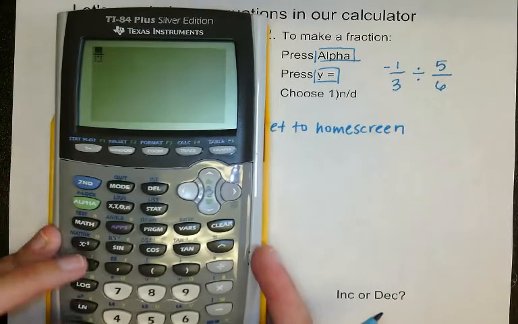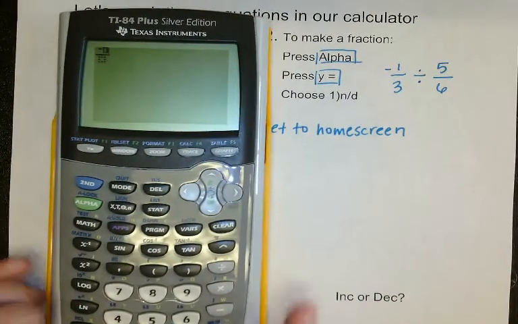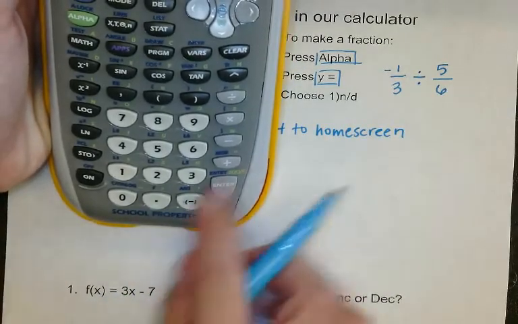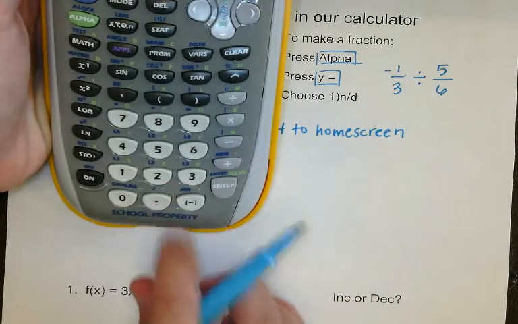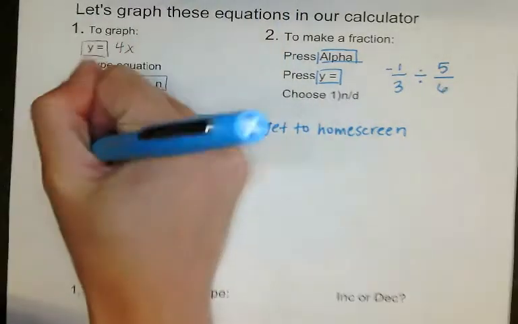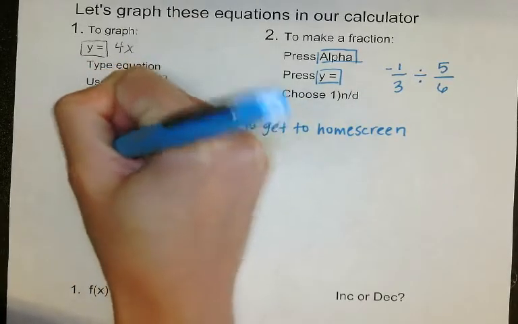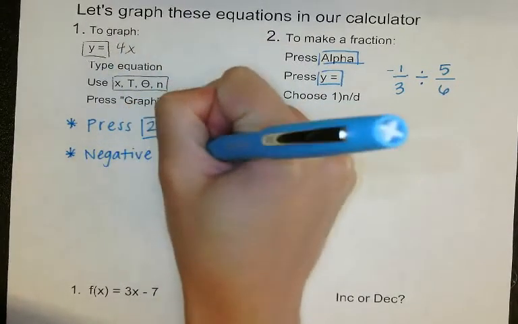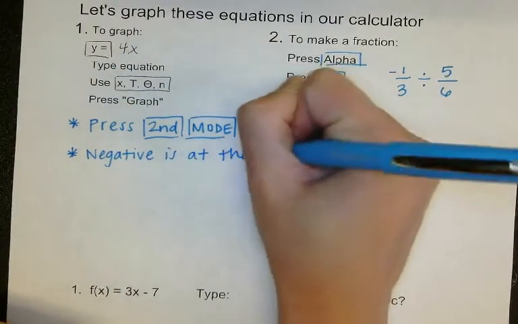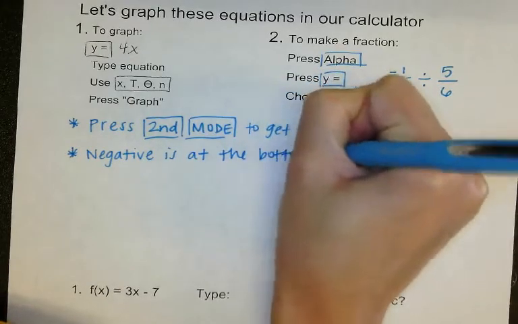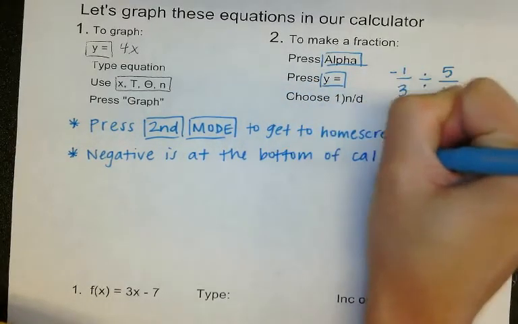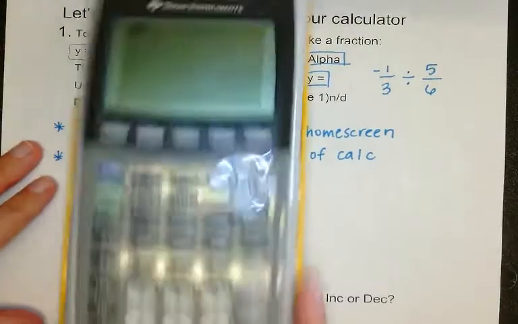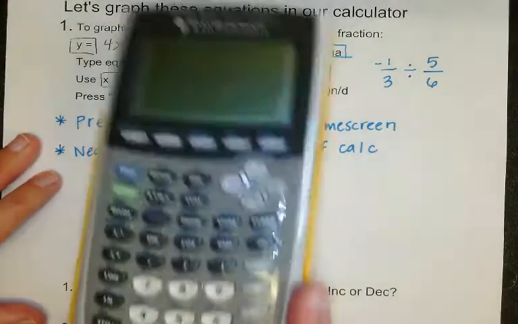So I'm going to type negative 1, but I need to remind you that there's actually a separate negative button at the bottom. It's not the subtraction button on the side. It is negative, so let's make a little note. So negative is at the bottom of the calculator. There it is, if you need to see that again.